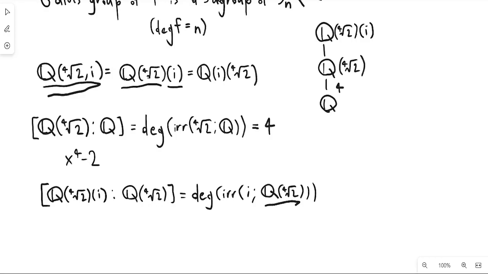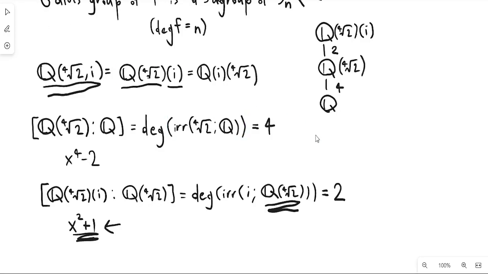Okay, and notice that this field doesn't have any complex numbers, right? So if we take the polynomial x squared plus 1, for example, this is a polynomial that has i as a root, and actually it only has complex roots. So this is clearly going to be an irreducible polynomial over Q adjoin the fourth root of 2, so that tells us that this is the minimal polynomial of i. Okay, so this is our minimal polynomial. It's a degree 2 polynomial, and so that tells us that the degree of this extension is 2. So that's 2.